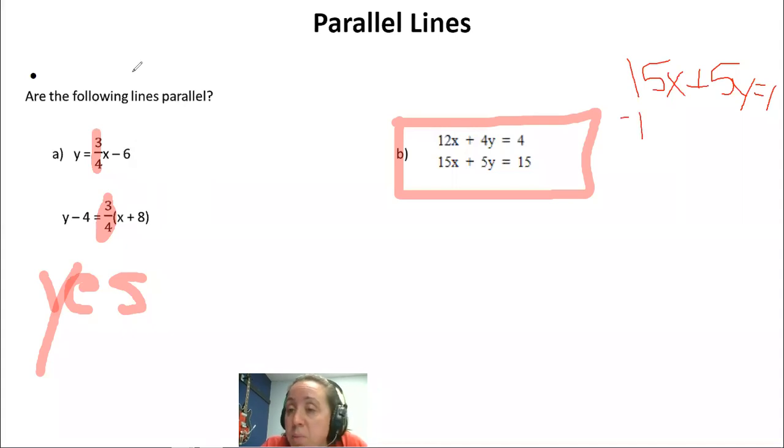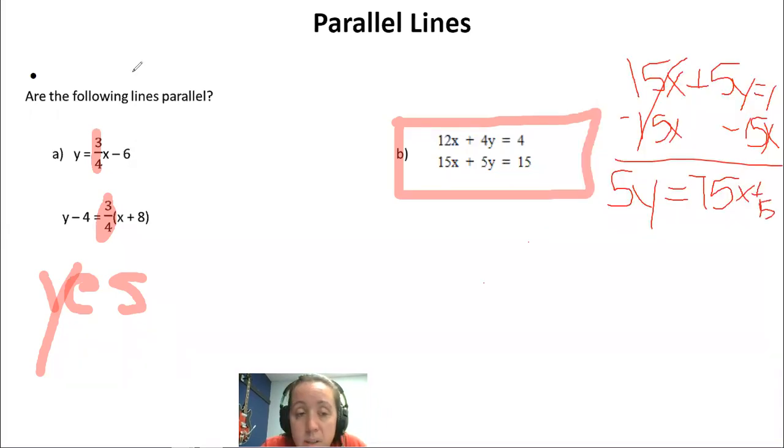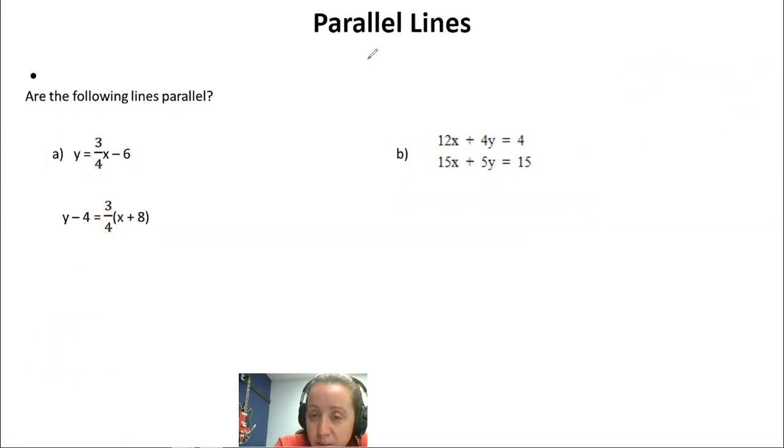So Emma says we first subtract 15x. And we're left with 5y equals negative 15x plus 50. I'm sorry, there's a lot of stuff going on there. Let me rewrite that better because that didn't look very nice.